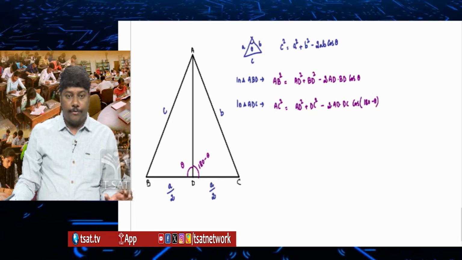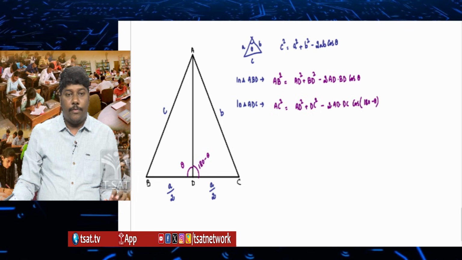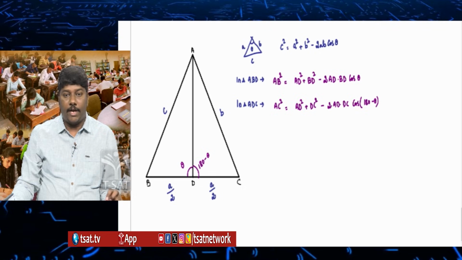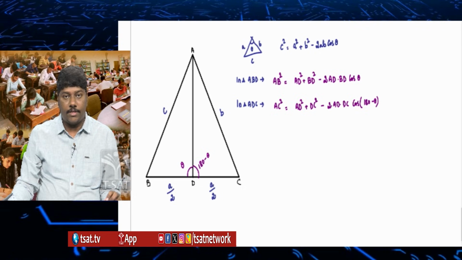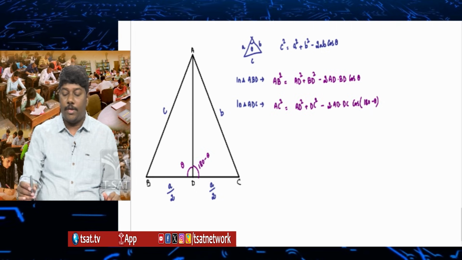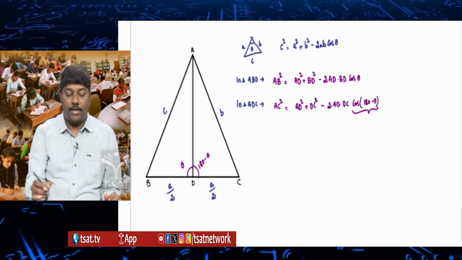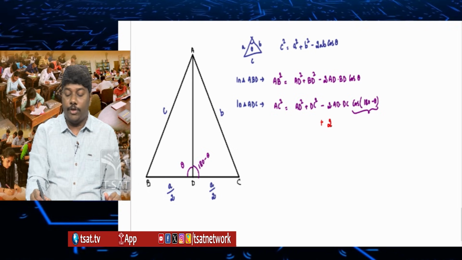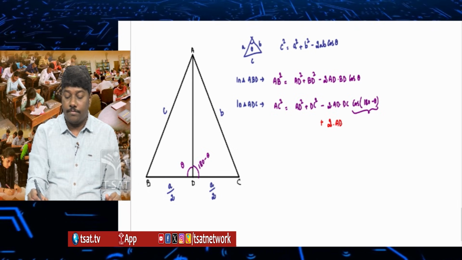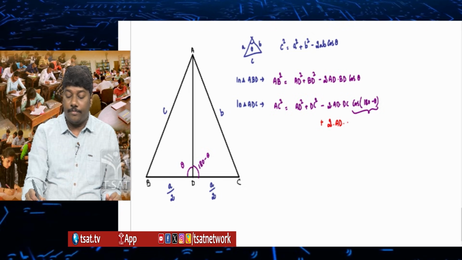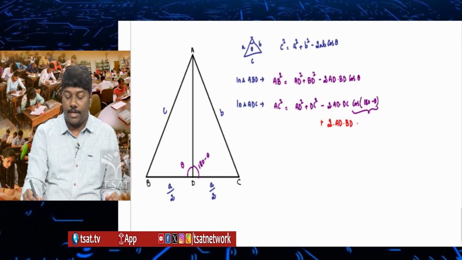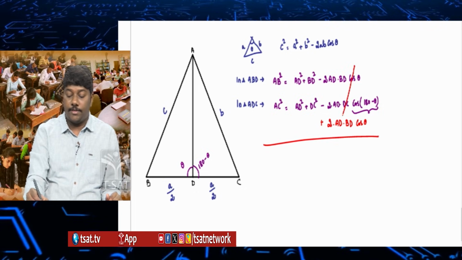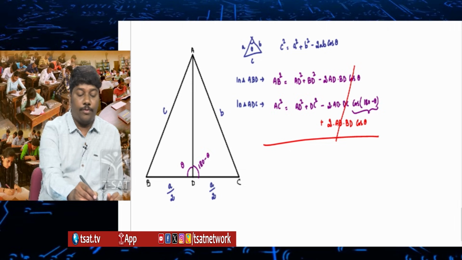Here D is the midpoint of BC. So, we can say BD is equal to DC. We all know that cos 180 minus theta is equal to minus cos theta. Therefore, this whole thing becomes plus 2 into AD into BD cos theta, since DC is the same as BD. We can cancel this, and add both equation 1 and equation 2.